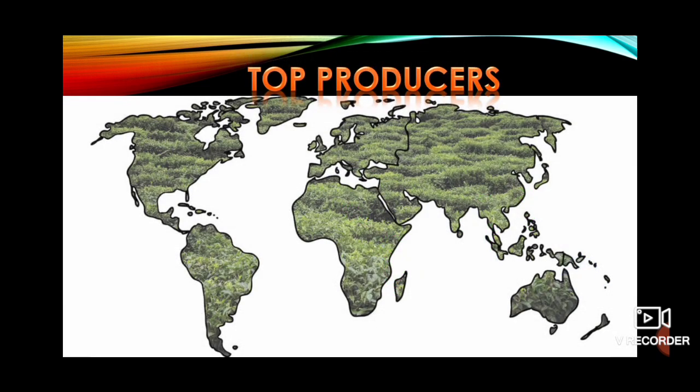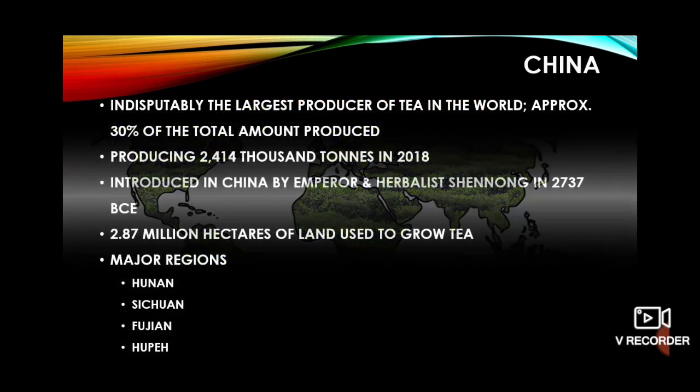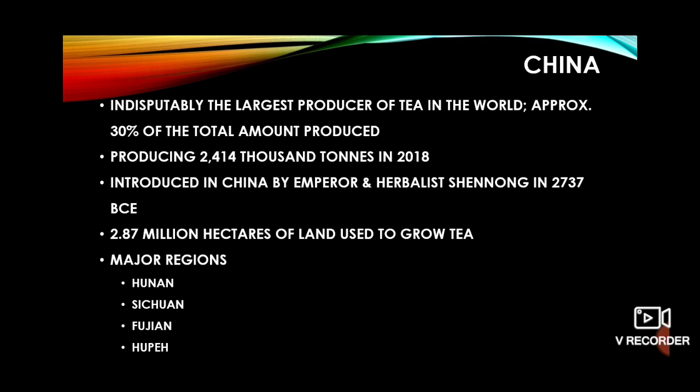Let's look into the top producers of tea in the world. China is indisputably the largest producer of tea in the world. Approximately 30% of the total amount of the world production comes from China. It was introduced in China by the Emperor and herbalist Shennong before 2000 BC. Around 2.8 million hectares of land is under tea cultivation in the country. Most of the tea estates in China are located in the southeastern parts of the country. The major producing states are Hunan, Sichuan, Fujian, and Qinghai.